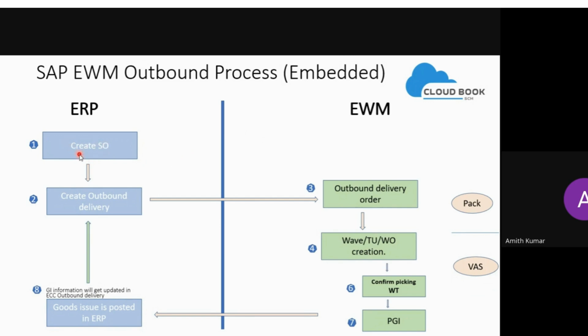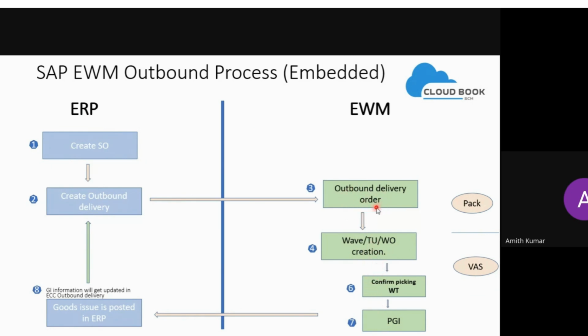It triggers by creating a sales order. So in ERP, our sales guys will create a sales order. Then against the sales order, an outbound delivery will be created. Once this outbound delivery is created, it will be replicated to EWM. And once it is replicated to EWM, all the warehousing activities will get performed.